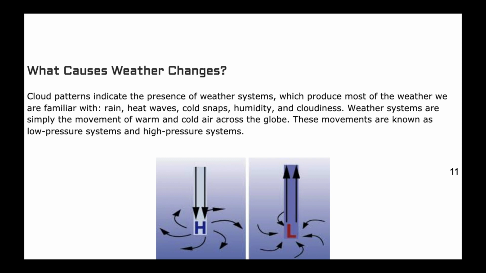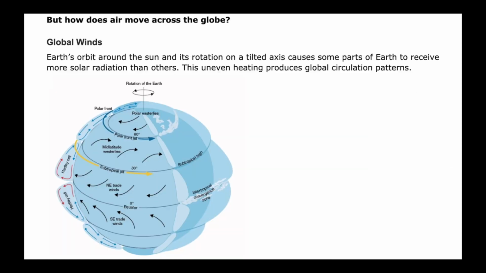Remember, in a high-pressure system, dense, tightly packed air moves down closer to Earth's surface, and this dense air spreads out and away from the high-pressure system. In a low-pressure system, the exact opposite happens. Air moves towards the center of a low-pressure system, and when it meets in the middle, it rises up, away from Earth's surface. But how does air move across the globe?